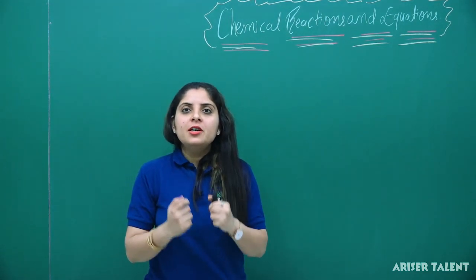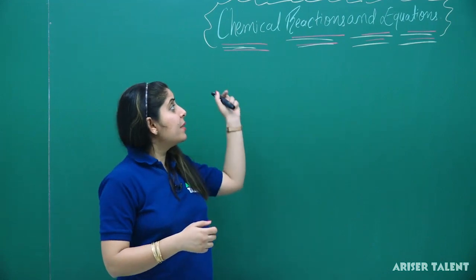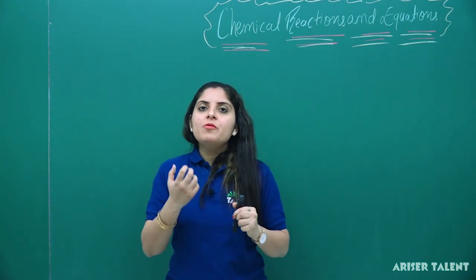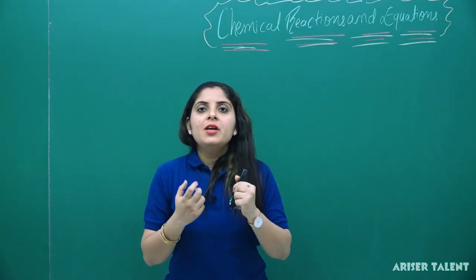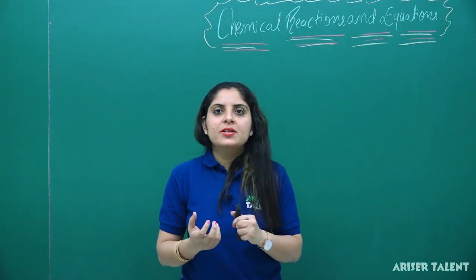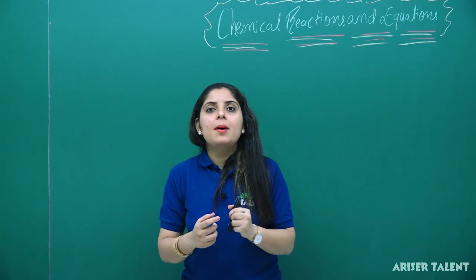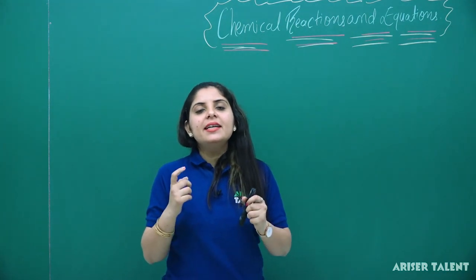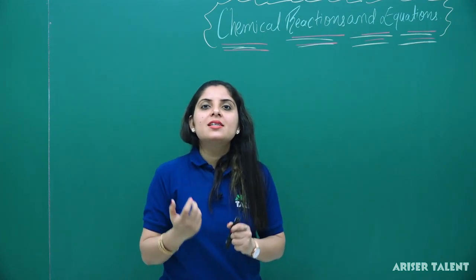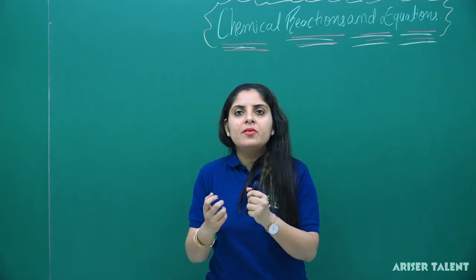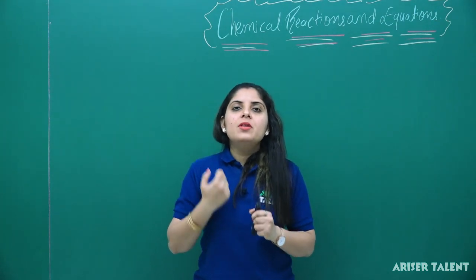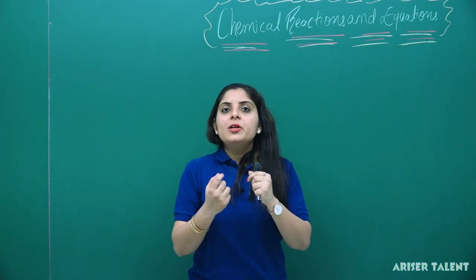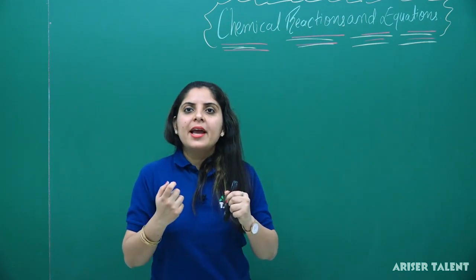So we are on the first chapter of our chemistry, that is chemical reactions and equation. In our previous lecture, we discussed chemical reactions. The first category was slow and fast reactions. The second category was reversible and irreversible reactions, and the third category is exothermic and endothermic. So we will do a quick recap of all the reactions.